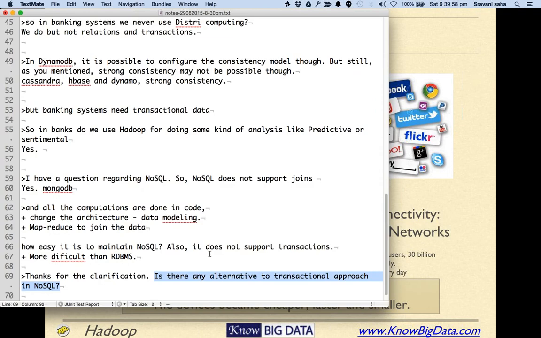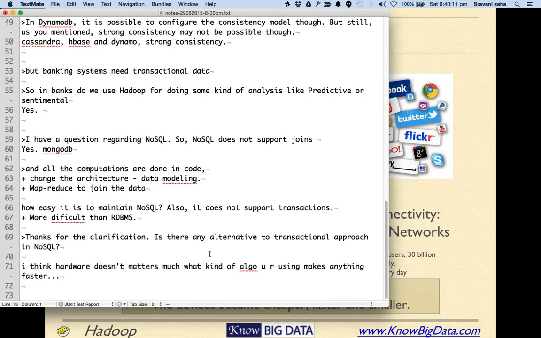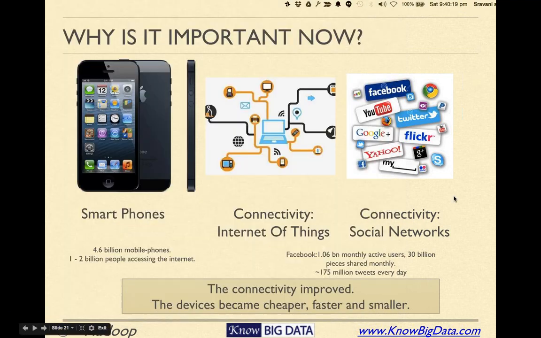Mayank is saying that I think hardware doesn't matter much. What kind of algorithm you are using makes anything faster. In that algorithm or approach, if you try to get things done over multiple machines, then that algorithm can solve your problem. At that point, hardware will stop mattering. But if you think that you can change the algorithm and magically make reading fast from a hard disk drive, that's not true. If you are trying to read 1 terabyte of data and make it faster, that is not really possible. At a point in time, based on the problem you are trying to solve, you cannot do much other than getting it done on multiple computers.